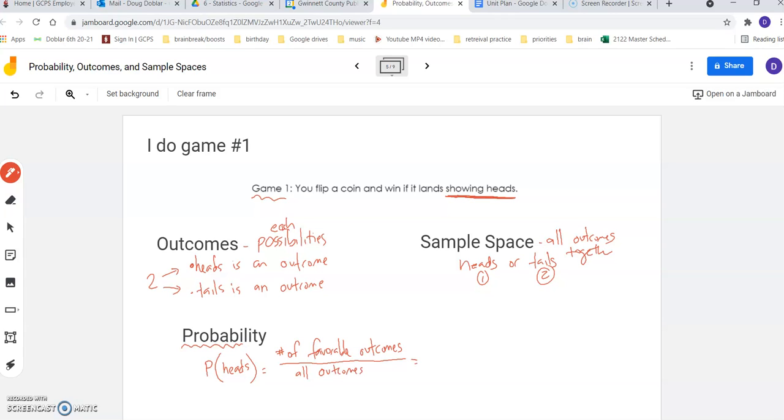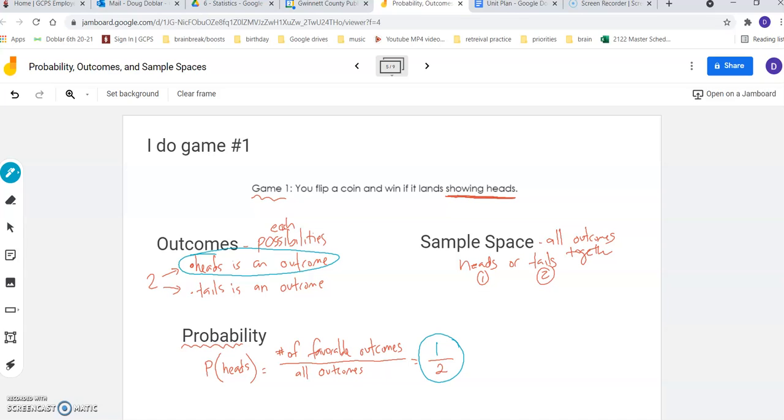In this case, for all the outcomes, there are two: heads or tails. There's only two possibilities. And the number of favorable outcomes, the number where you would win the game, is one favorable outcome out of the two outcomes. We would say the probability that you get a heads is 1 out of 2. And that's it. That's how we express probability.